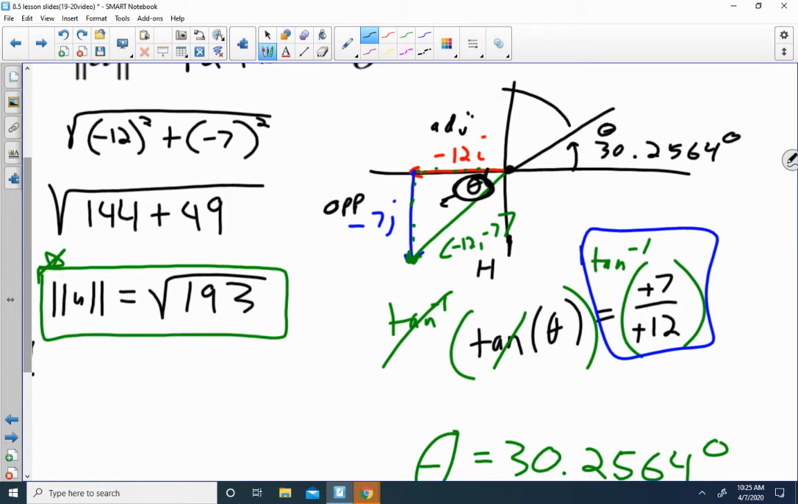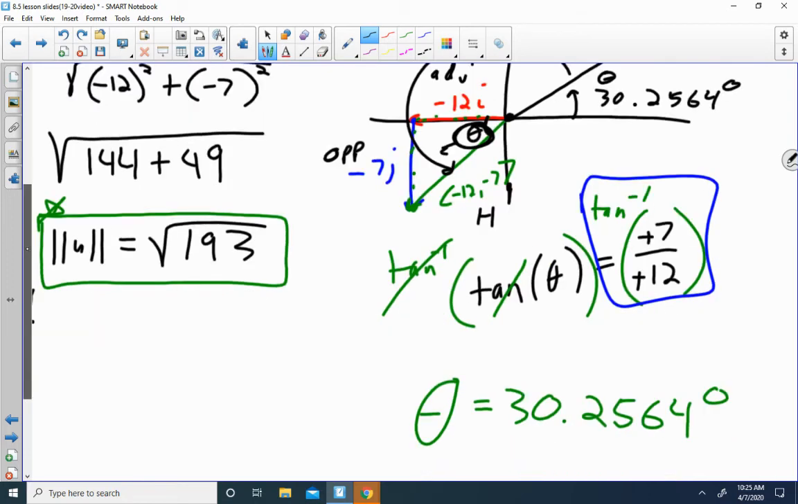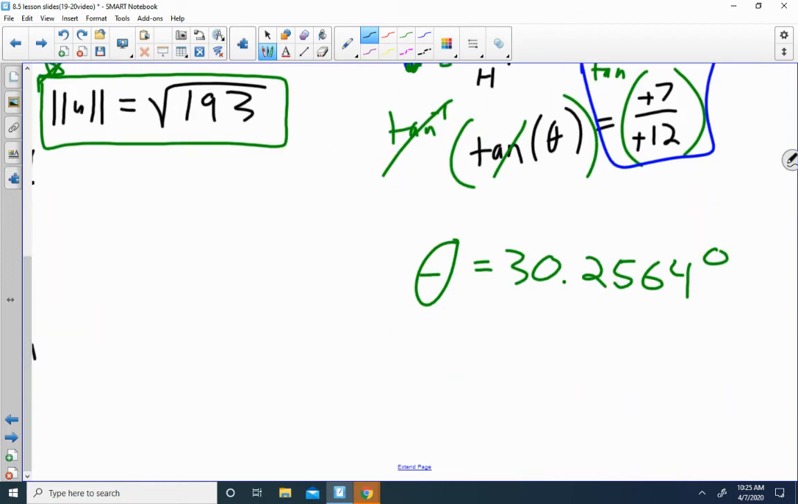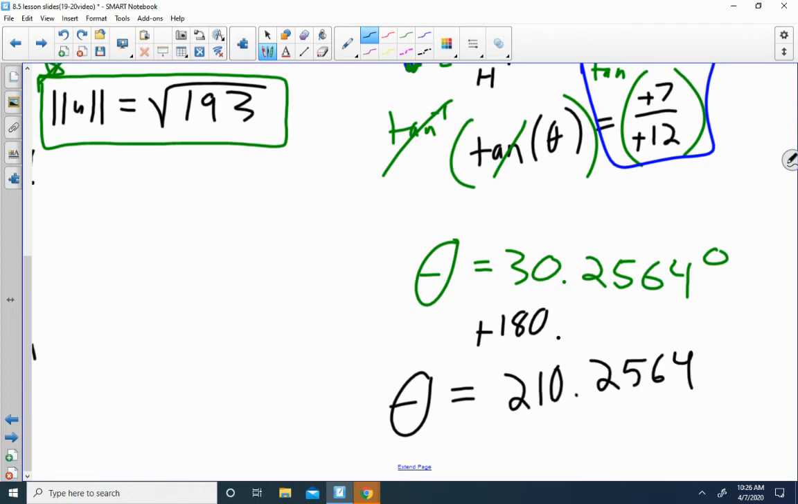We need to find the actual answer reflected back by adding 180 degrees. So take your answer, add 180 degrees, and that will give you the angle that is in quadrant 3. Because quadrant 3 is the angle we want. So take your answer, add 180, and you will get 210.2654 degrees.